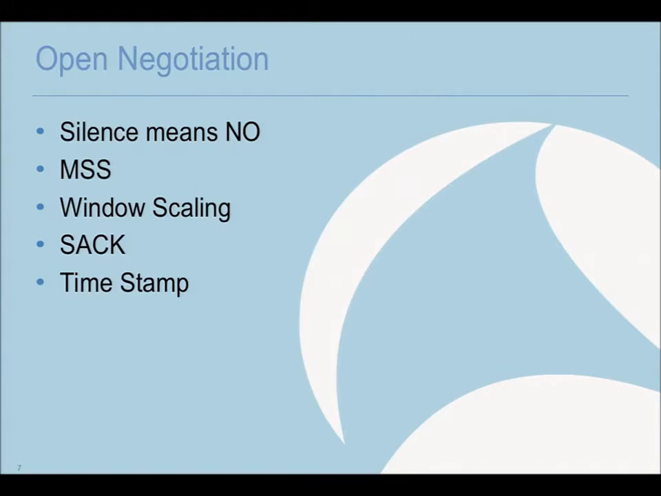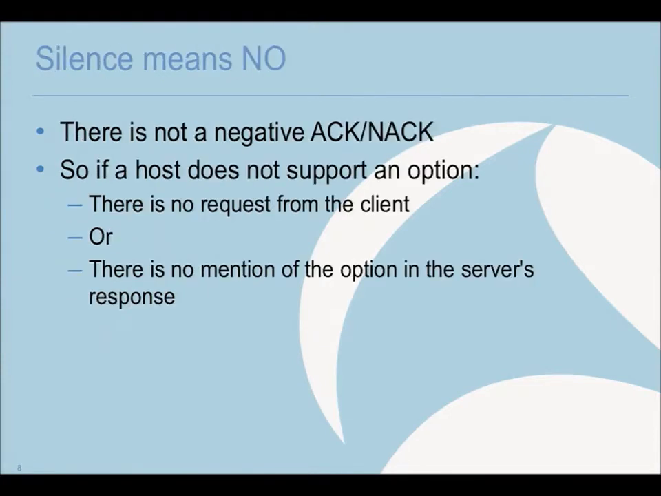The four options that we're going to look at are maximum segment size, window scaling, selective acknowledgments, and time stamping. There's no negative ACK. There's no such thing as a negative ACK in TCP either. There's only acknowledgments. And you don't ACK an ACK either. So if I send you an acknowledgment and you don't get it, we have a whole world of hurt. We hope that the ACKs get there, but they don't always, and then we've got to figure out what to do. But there's no such thing as a negative acknowledgment.